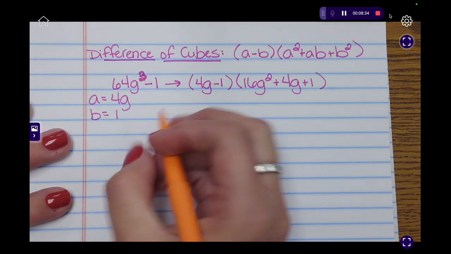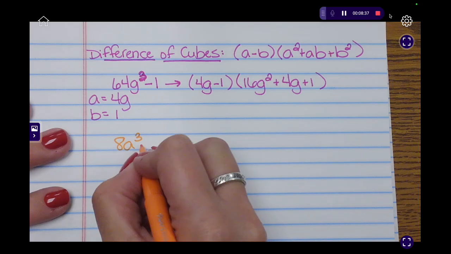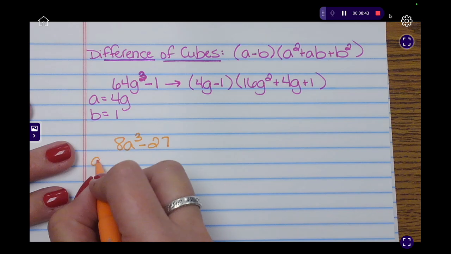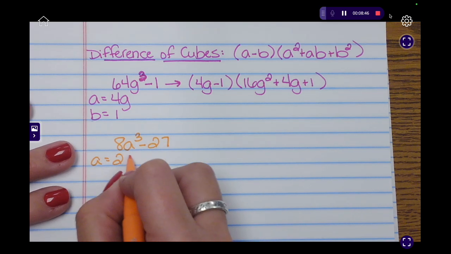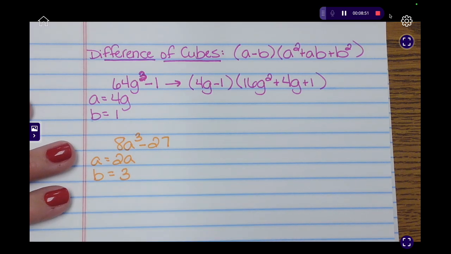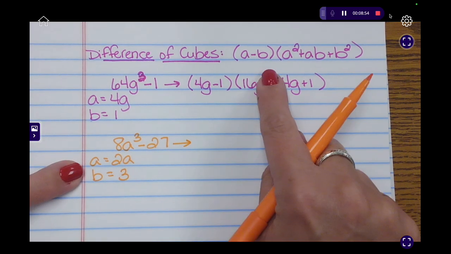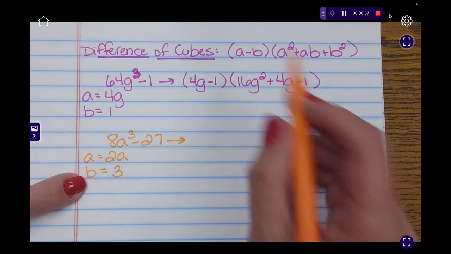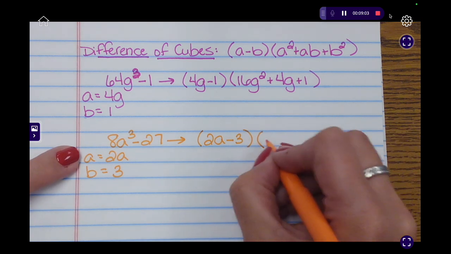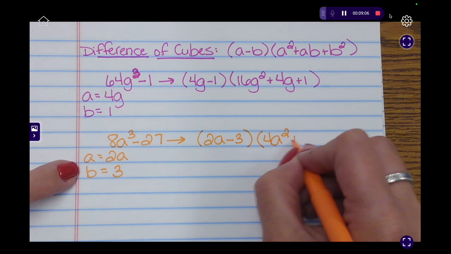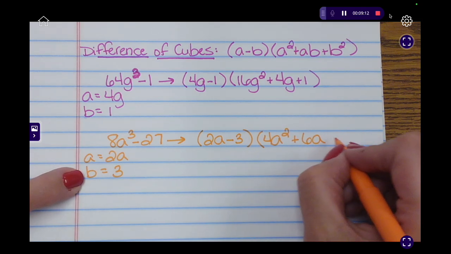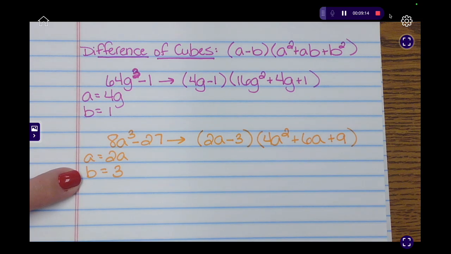So let's say if I have 8a to the third minus 27. Okay, so let's go ahead and try this one. My a value, I'm going to cube root this, so that would be 2a. My b value, I'm going to cube root the 27, and that's going to give me 3. So now I have my a and b, so I'm going to plug it into this formula. So I'm going to do a minus b, so that would be 2a minus 3. And then a squared plus a times b. So if I multiply these two, I'm going to get 6a, and then plus b squared. So that would be the factored form.